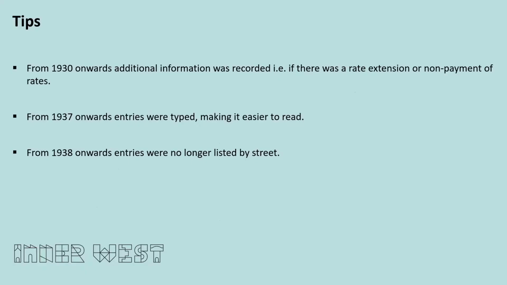Some tips. From 1930 onwards, additional information was recorded, such as if there was a rate extension or a non-payment of rates. From 1937 onwards, entries were typed, making it much easier to read. From 1938 onwards, entries were no longer listed by street.